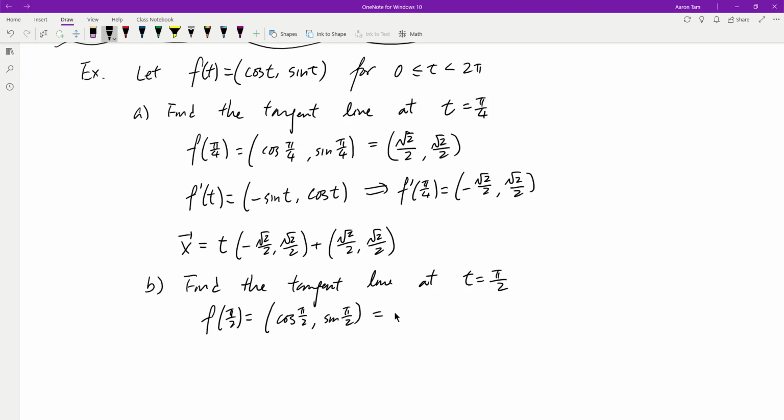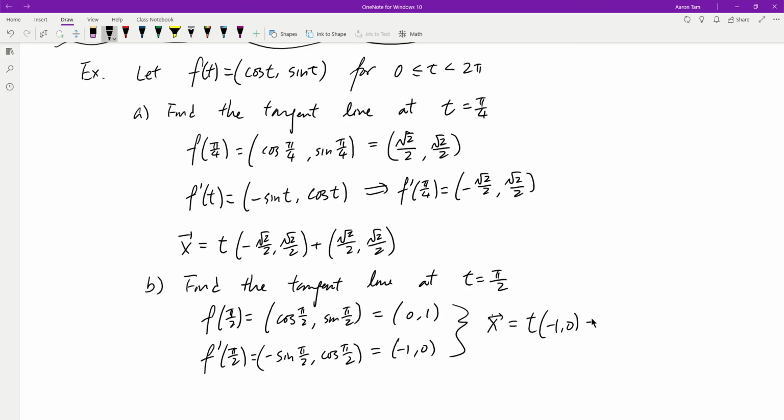So f of pi over 2 would just be cosine of pi over 2, sine of pi over 2, which comes out to be 0, 1. And we'll have f prime of t, so I'm going to just plug it in. F prime of pi over 2 will be negative sine of pi over 2, cosine of pi over 2. So that comes out to be negative 1, 0. So therefore, combining them together, vector x would equal t times negative 1, 0 plus 0, 1.